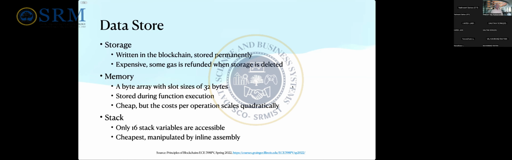Okay. So then we were discussing storage, right? Depending upon the variable declaration, the variables will be stored at different locations. They might be stored on the blockchain, which we call storage. The variables which are marked storage will be written to the blockchain and stored permanently, because we cannot delete data from the blockchain. So the information is always written there. And these are expensive. Some gas is even refunded when the storage is deleted.